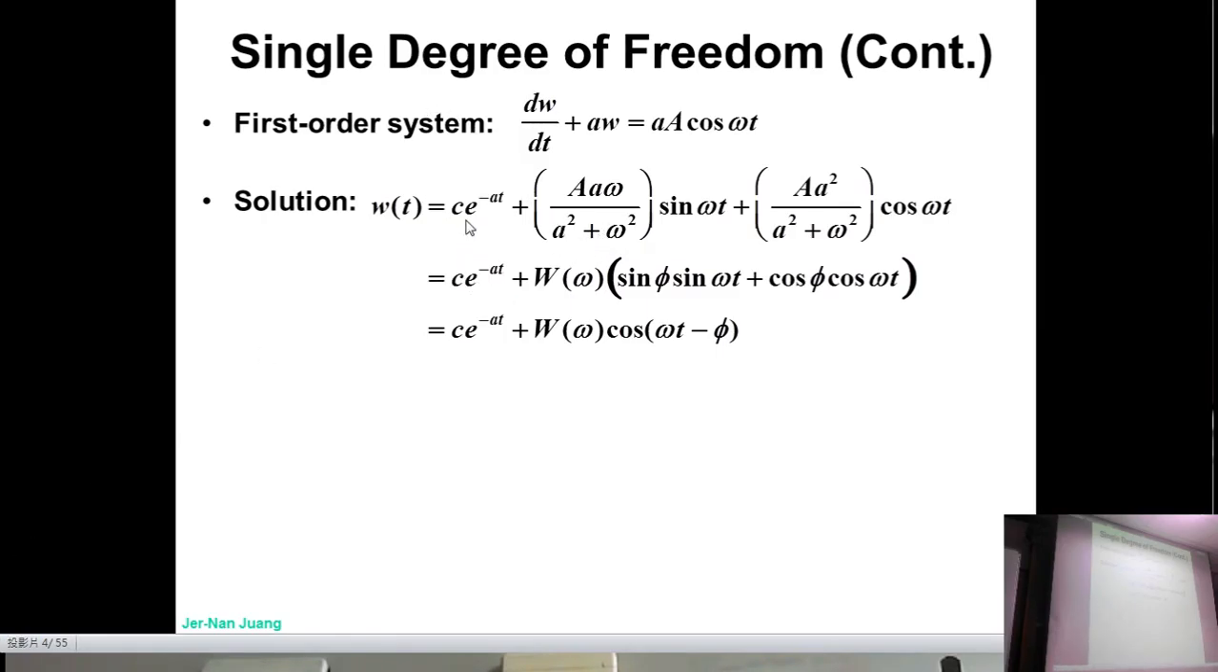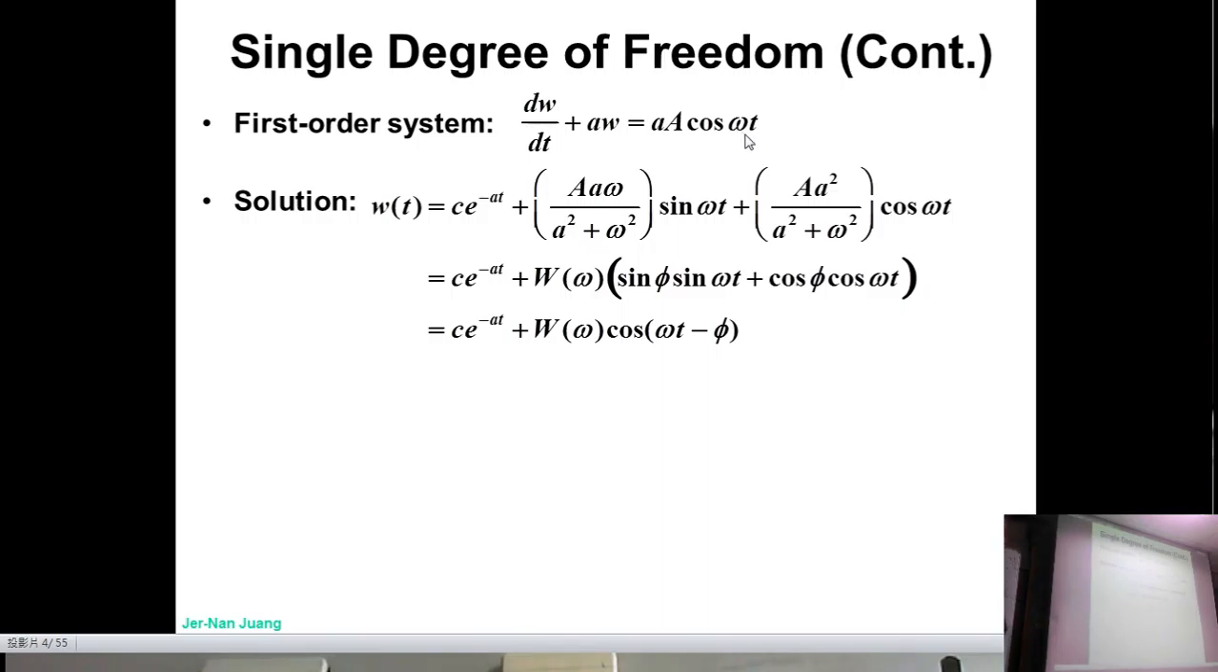I have C e to the minus at plus, this is the constant term. A is from this A, small a is from the small a, omega comes from this omega. So this term times sine omega t plus the other term times cosine omega t, and we know that those coefficients depend on the system a, small a, the forcing function amplitude, large A, and also depend on your omega, your frequency.